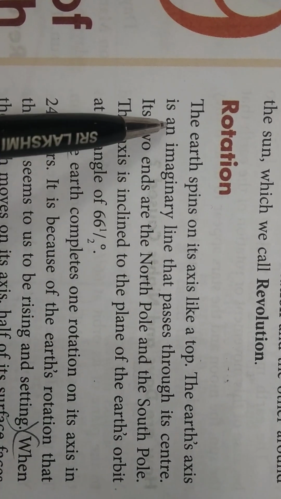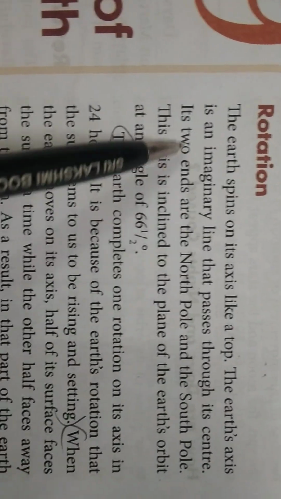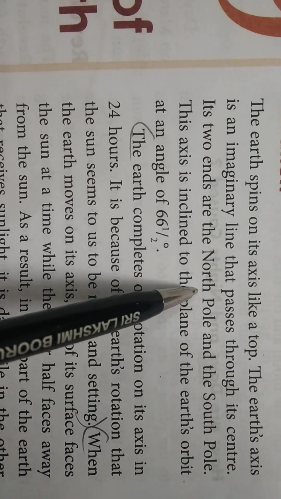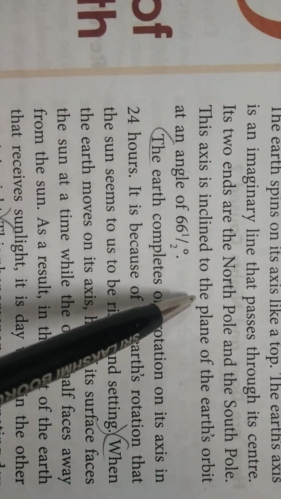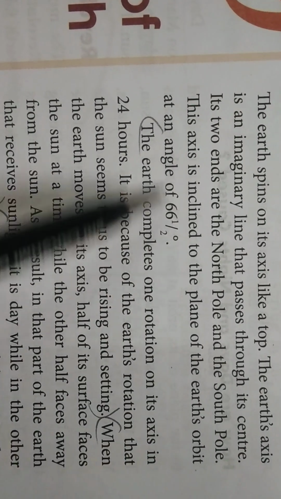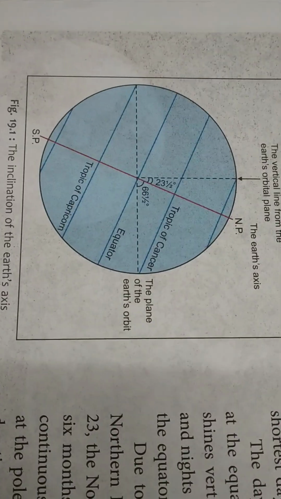The Earth's axis is an imaginary line that passes through its center. Its two ends are the North Pole and the South Pole. The axis is inclined to the plane of the Earth's orbit at an angle of 66.5 degrees.